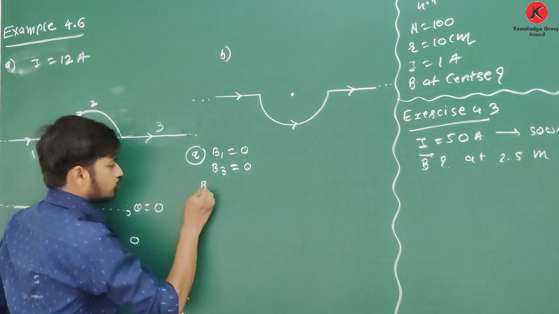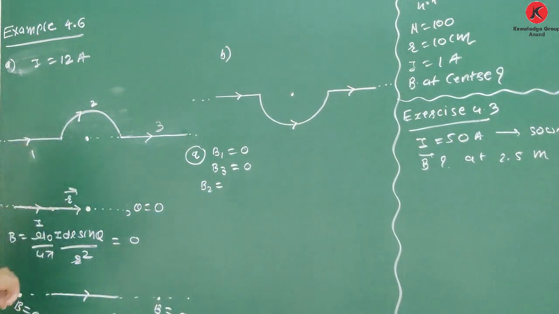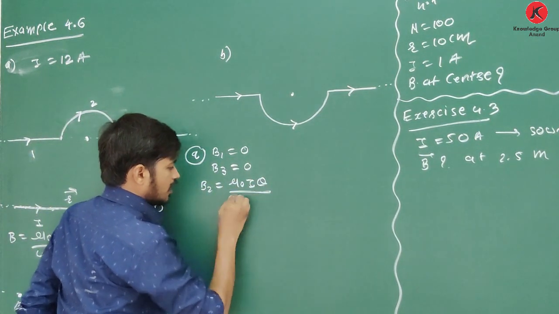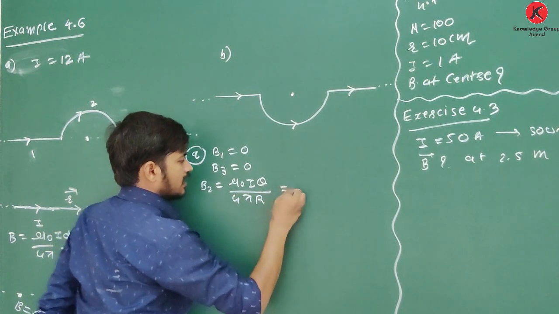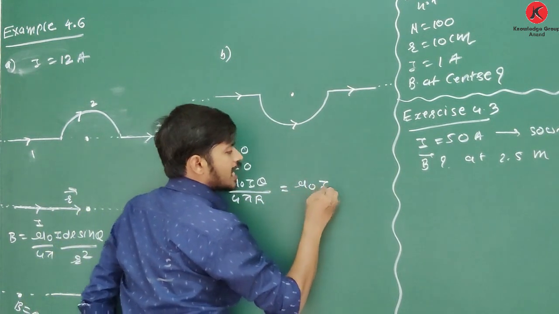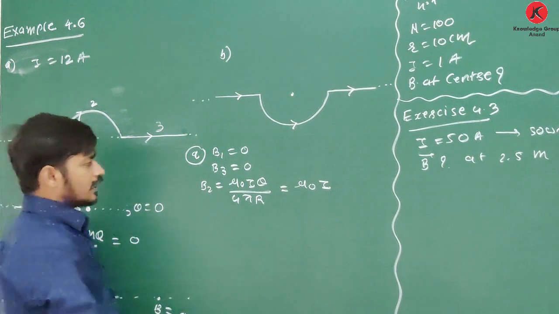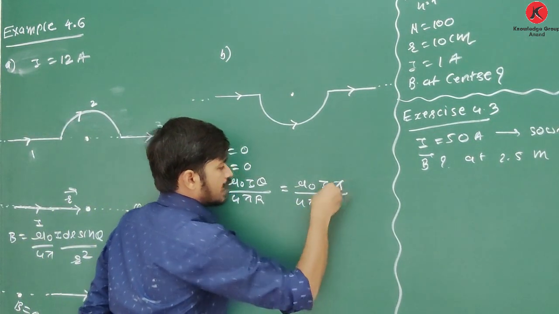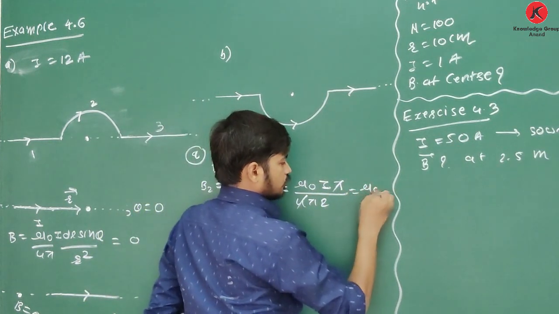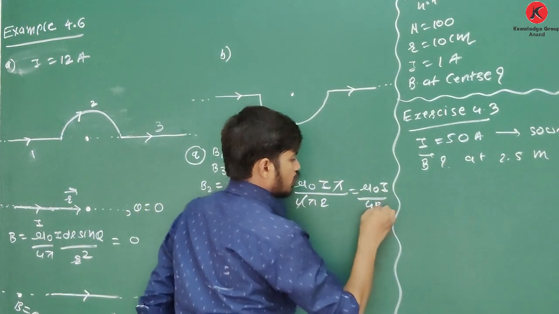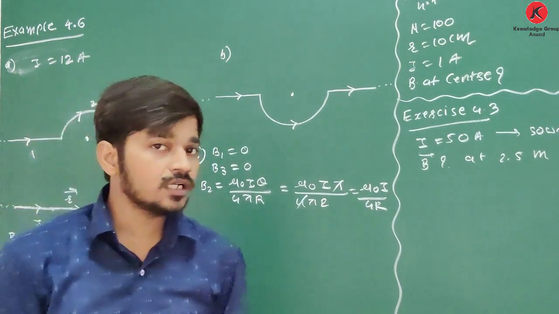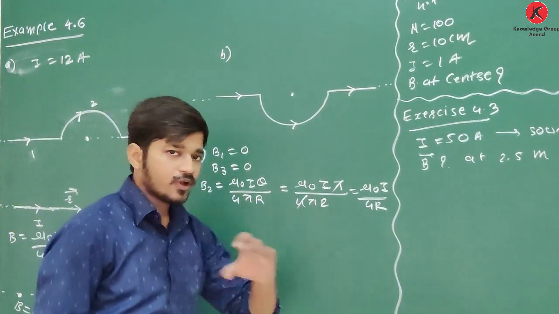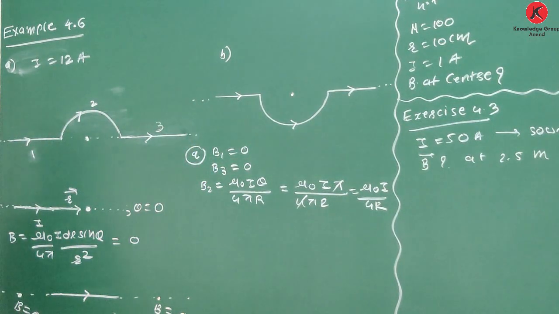Then for B2, how to find it? We have obtained one equation. Mu 0 I theta upon 4 pi r is equal to mu 0 I for a semicircular arc, meaning the angle is pi, so it is mu 0 I pi upon 4 pi r. Pi cancels, so it is mu 0 I upon 4 r. What is the equation for the whole circle? Mu 0 I upon 2 r. For half it is this. Clear?